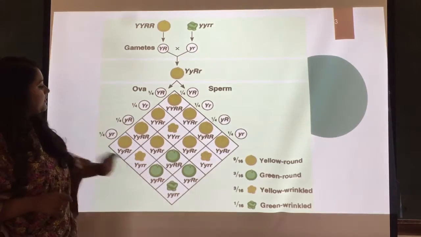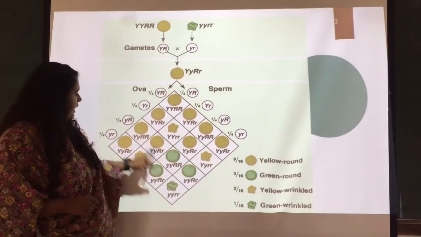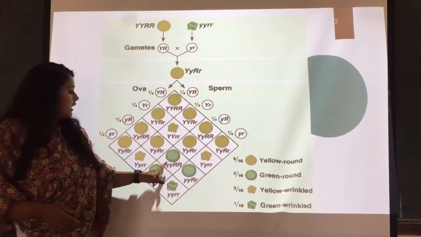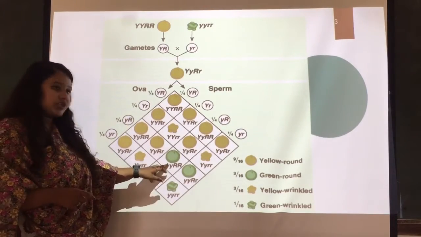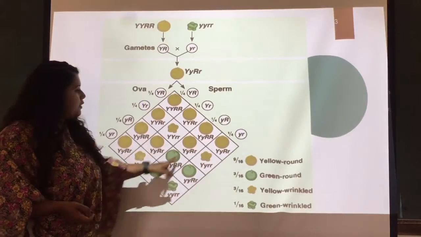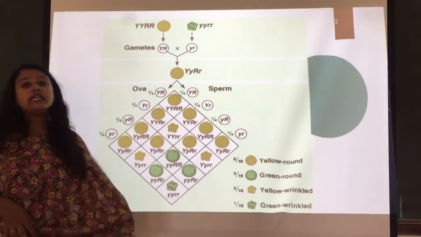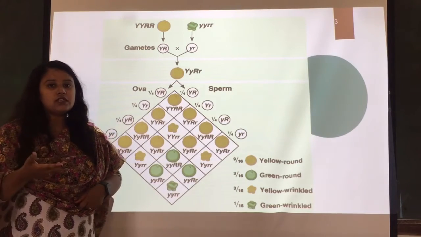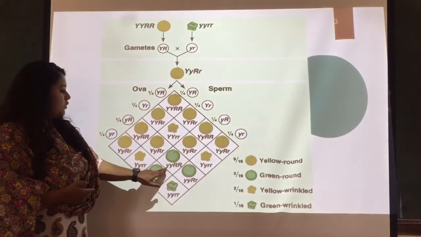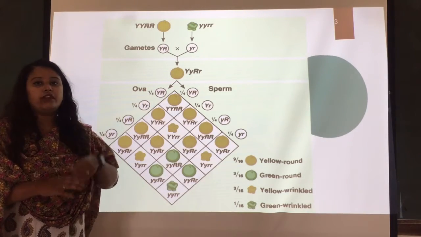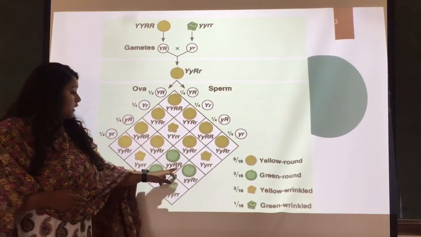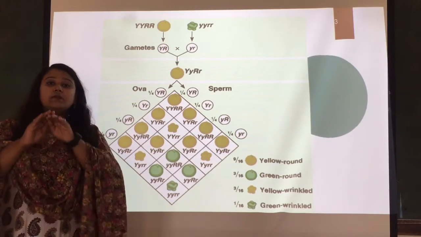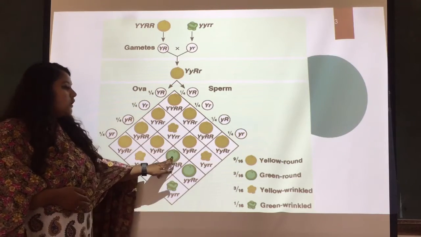So let's see how this happens, right? So small y, capital R. Capital R is going to depict what? The round shape of the particular seed. So round shape will be formed, and small y is depicting the green color, right? So as this has no capital Y, for this reason no yellow color is formed, but instead small y is present. So it is going to express what? Green color. So as the capital R dominance is shown, the seed will be round in shape, but the color will be green.